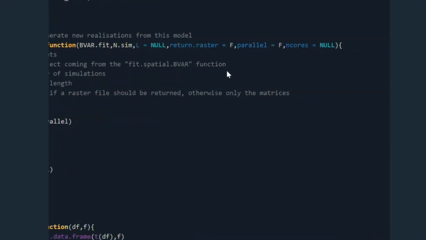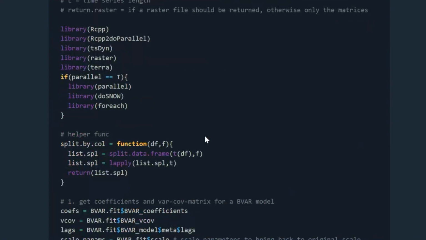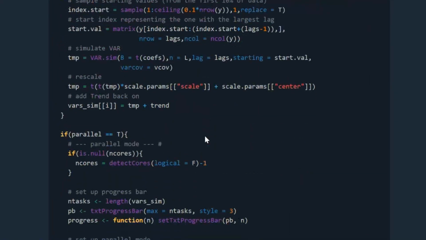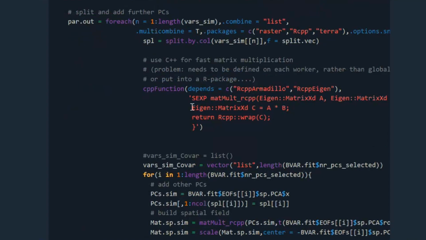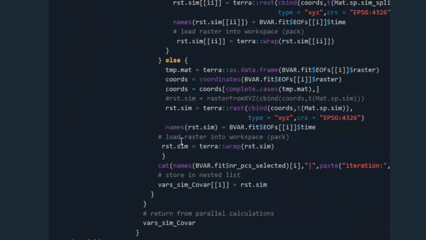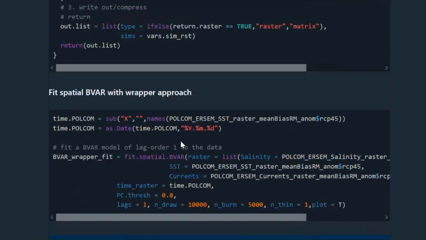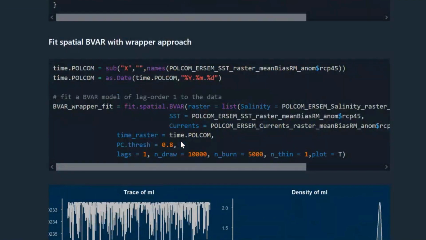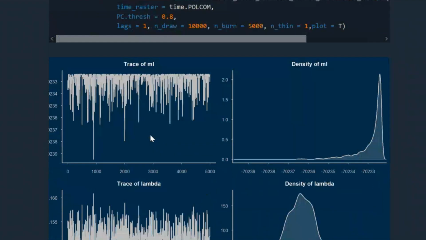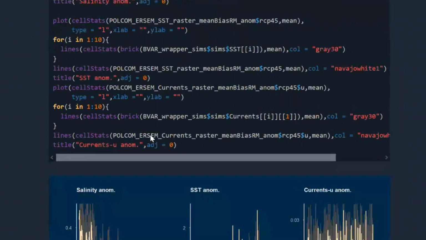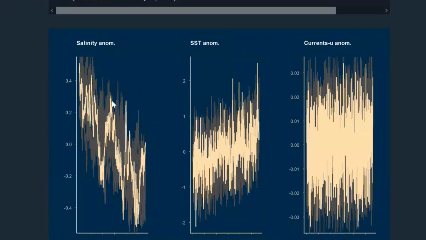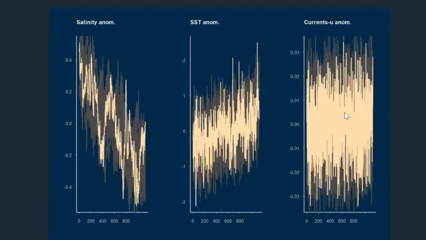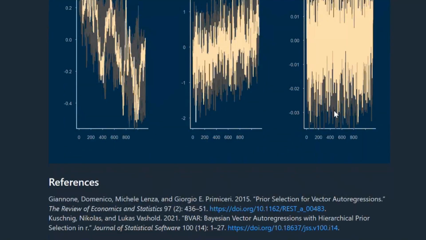And it's parallelized, and also has some C++ code, to make sure it's not super slow. It's slow, but not super slow. And here I just apply it and fit a spatial BVAR with a wrapper approach, and then what we get out is our salinity anomaly looking good, our SSD anomaly, and our currents. So yeah, that's it briefly and very fast.